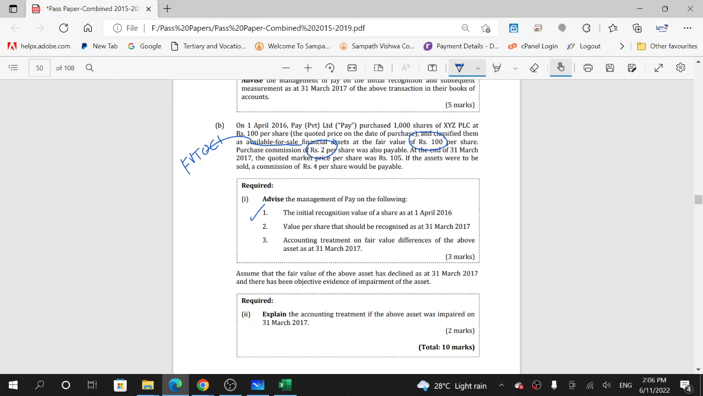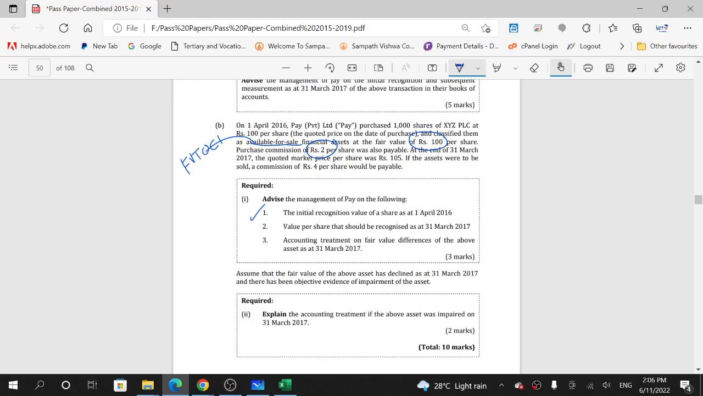At the end of the period, what you should do? This is a fair value through OCI financial asset. Initial measurement is also at fair value. Subsequent measurement is also at the fair value. So subsequently also you need to recognize that at the fair value. So how much is going to be the subsequent share price value? That is 105.